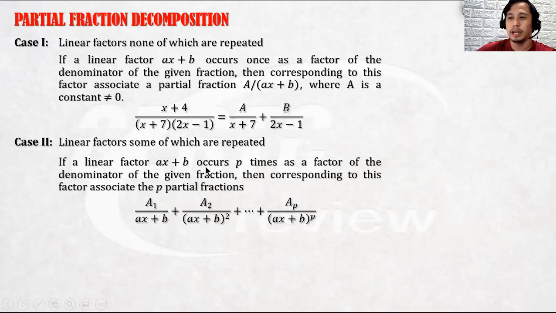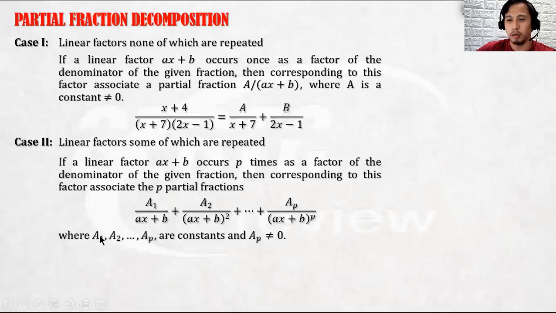So if a linear factor in the denominator repeats twice or more, more than once, then of course A sub 1, A sub 2, up to A sub p are constants, and A sub p is not equal to 0. Maybe some of these are 0, A sub 2 is 0, A sub 1 is 0, A sub 3 is 0, but A sub p, the numerator of the last fraction, must not be 0.